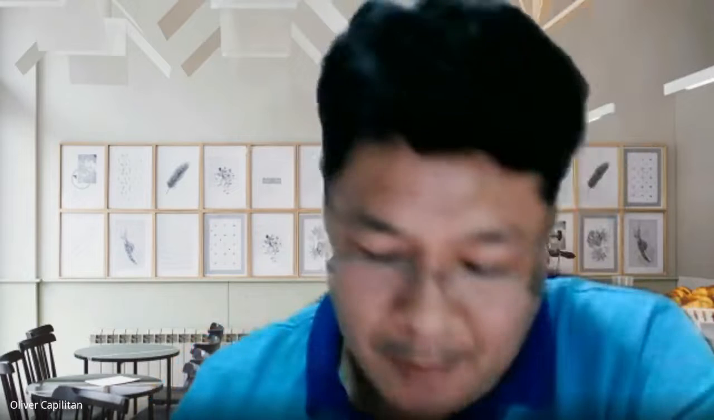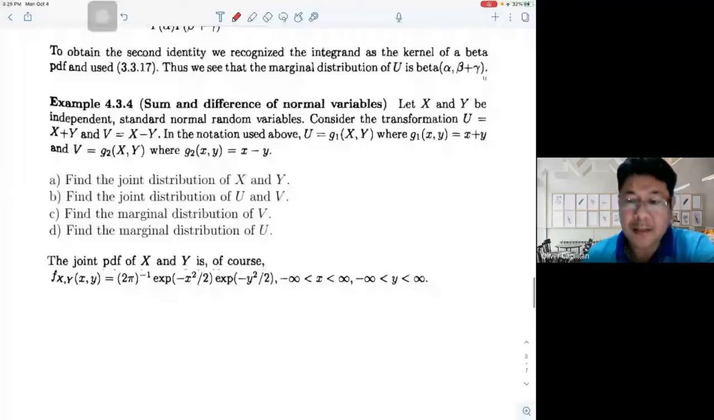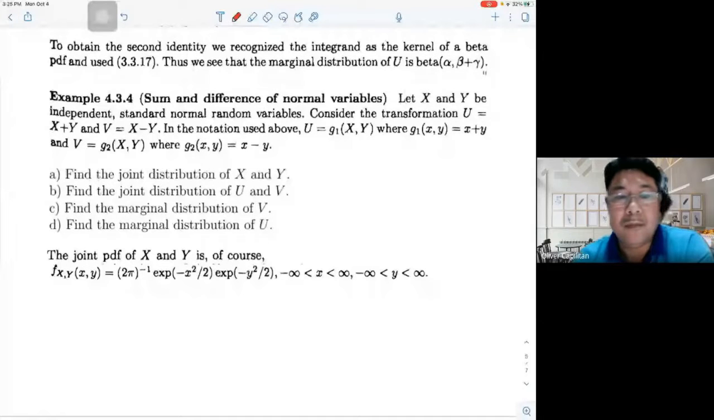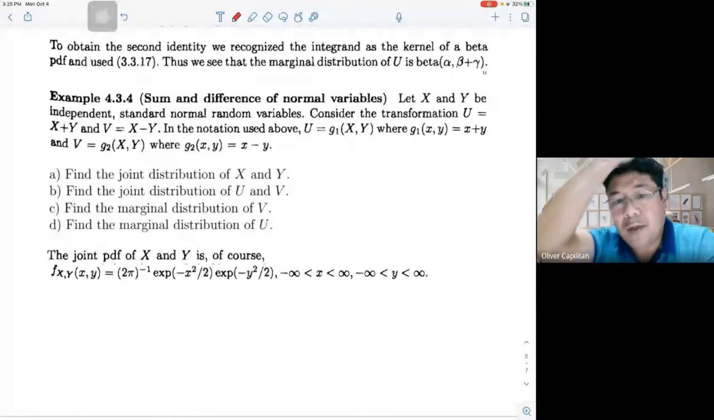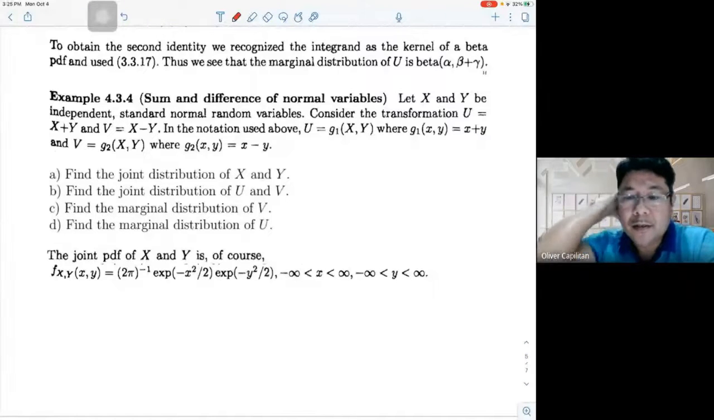Okay, let's have another example to illustrate further what we've been discussing about this bivariate random vector. So suppose we have a sum and difference of normal variables. Let x and y be independent, standard normal random variables. Then consider the transformation u equal to x plus y, and v equal to x minus y. Okay, in the notation above, since we're using x and y, for the new random variables we're using u and v.